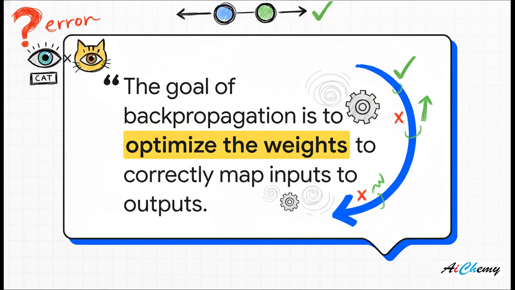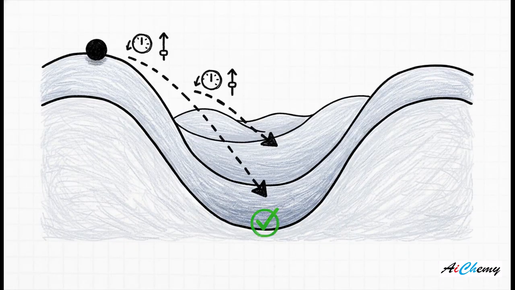It just does this over and over and over. Guess, check your mistake, and adjust. The fancy name for this whole process of minimizing the error is gradient descent. I love this analogy. Think of it like you're standing on a hill in a super thick fog, and you want to get to the very bottom of the valley. You can't see it, but you can feel which way is down.